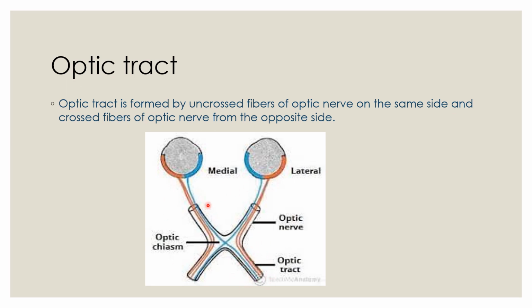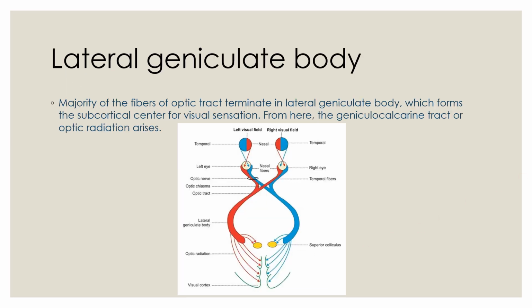So if we take a short revision, this will be the medial and the lateral part of the optic nerve. Next it comes down and forms the optic chiasma. Next it moves forward and forms the optic tract. Now let's look into the next component.